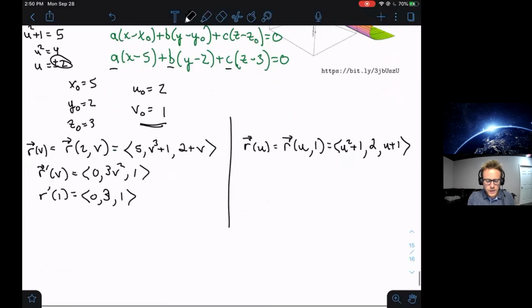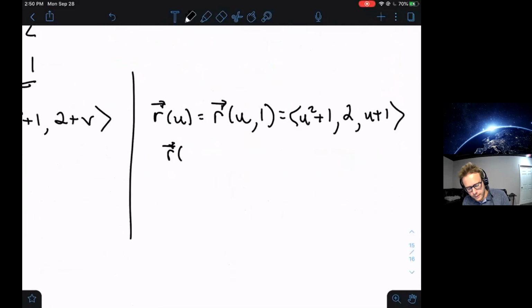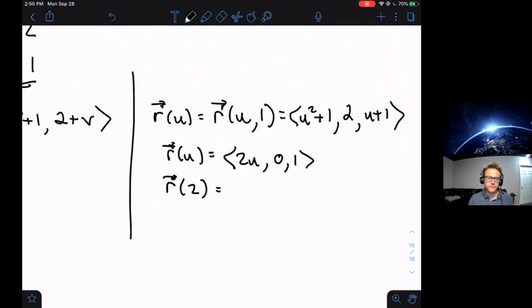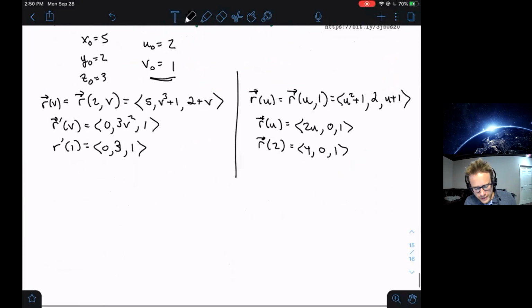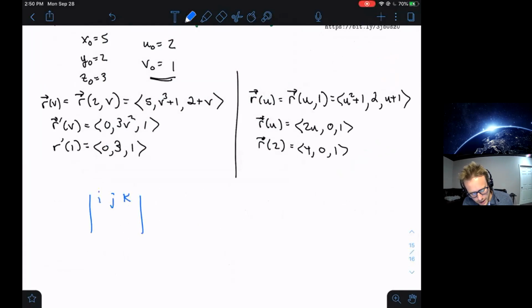Again, we take a derivative. And again, we plug in our specific point, right? We want to know the tangent vector when u is equal to 2. Now we have our two directional vectors, our tangent vectors. We can take the cross product of them, 0, 3, 1, 4, 0, 1.